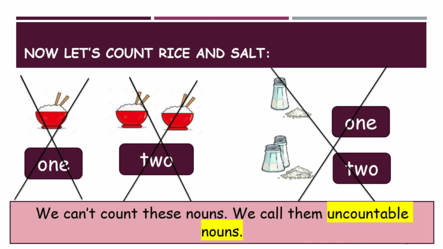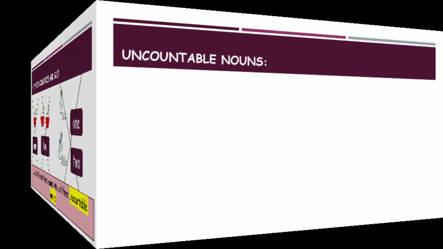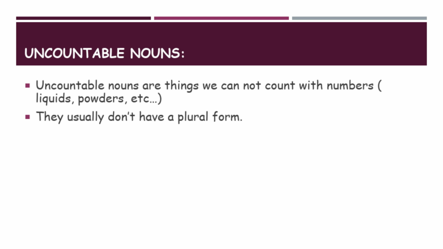These are uncountable nouns. We can't say, for example, I have one rice, I have two rice, or I have one salt, two salt, I have one money or two money. No, these are uncountable nouns because we cannot count them. Okay, we cannot count them with numbers. So again, we can say that uncountable nouns are things we cannot count with numbers, like liquids, powders, and so on. We have so many examples, but for now we're going to stick with liquids and powders, okay?